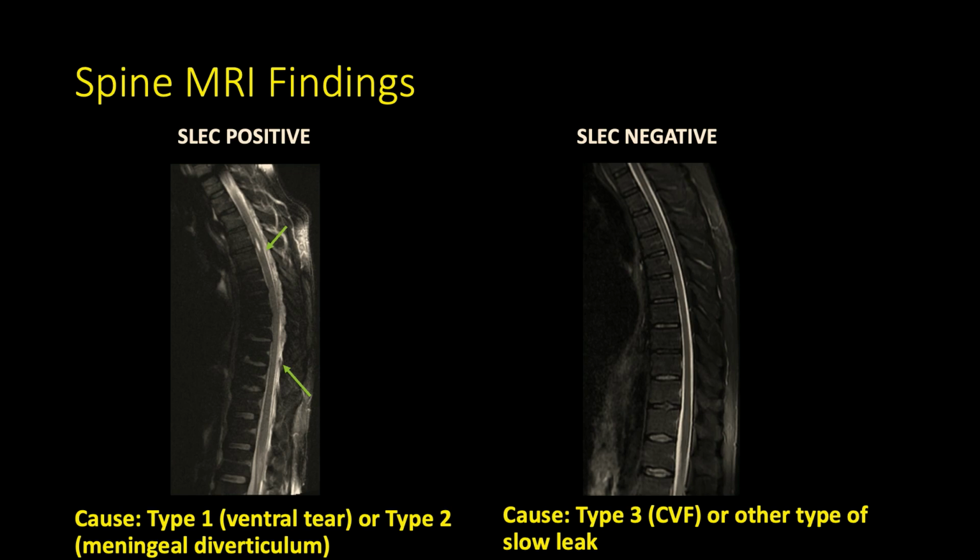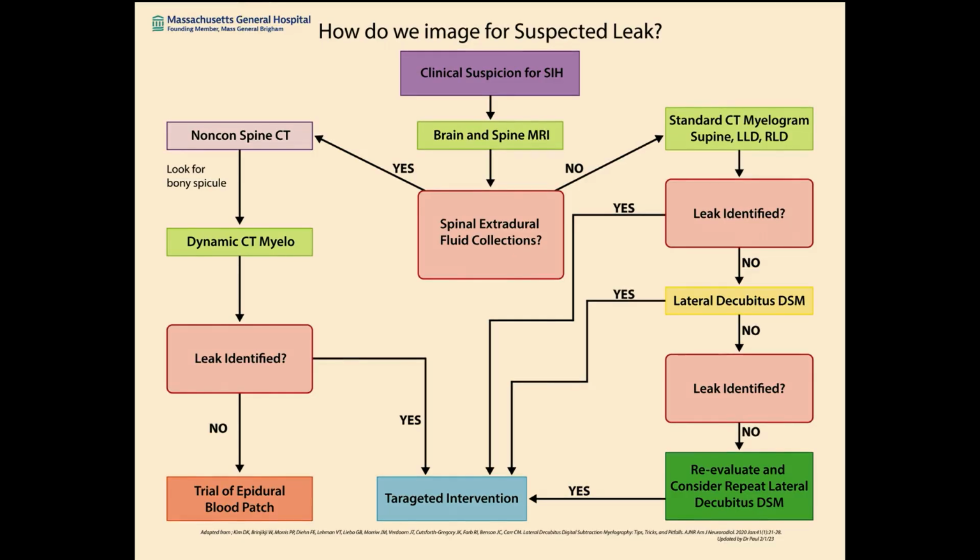That's all you need to know. So if we're SLEC positive, like in this case on the left, there's an extensive dorsal SLEC. That's caused by a fast leak. So that's going to be a type 1 leak, a dural tear, or a type 2 leak, a leaking meningeal diverticulum. If the case is SLEC negative, like on your right, this means there's a slow leak. That's a CSF venous fistula, a type 3 leak. And that's going to matter for the approach to working up these patients further.